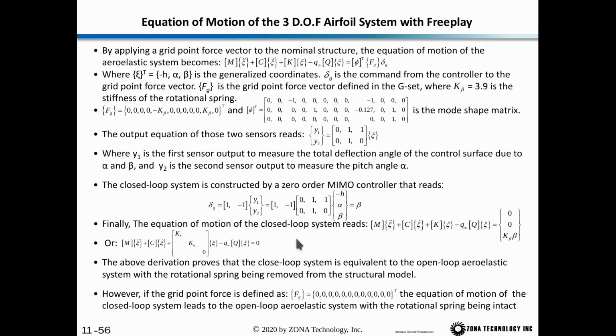So this above derivation proves that the closed loop system is equivalent to the open loop aeroelastic system with the rotational spring removed from the structure model. Now, however, if we define the grid point force Fg as the zero vector, then the equation of motion of the closed loop system leads to the open loop aeroelastic system with the rotational spring being left intact.